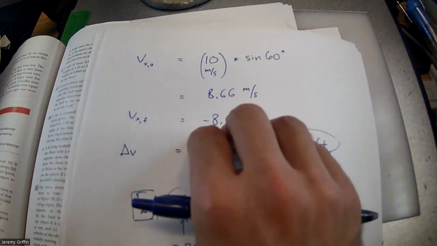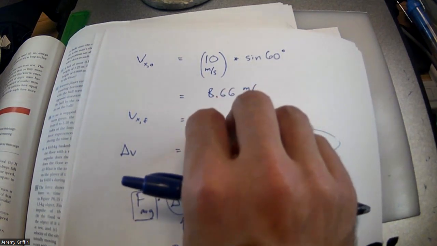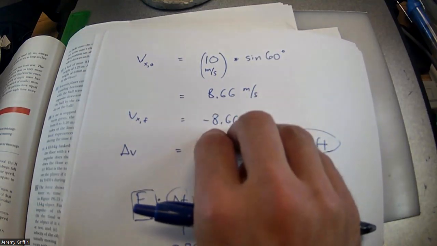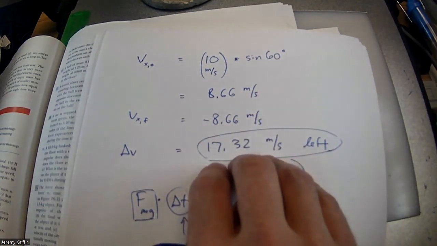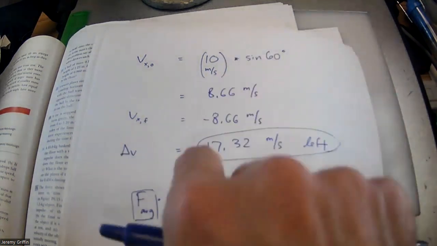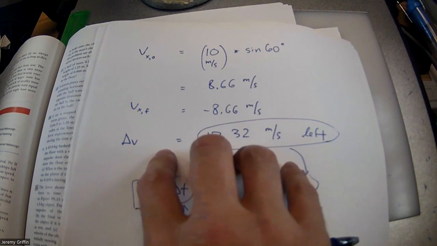Right. Guys, what's the difference between 8 meters per second towards the wall and 8 meters per second away from the wall? What's the difference? Right. So if you have like 8 minus -8, isn't that like 16? Right? And then change that. So that is like 17.32 would be the change in velocity.